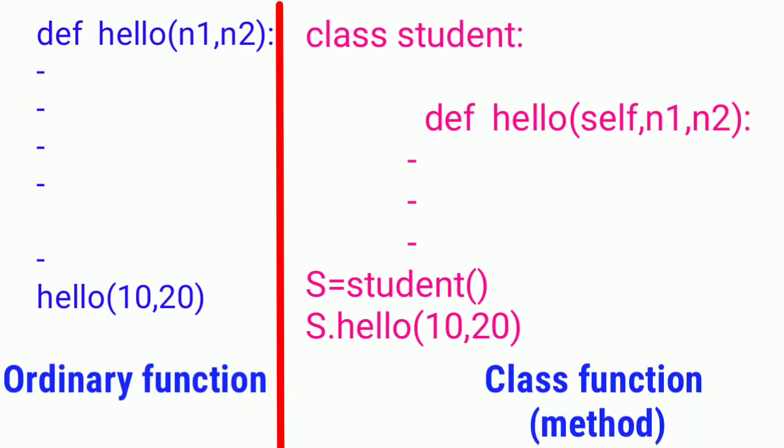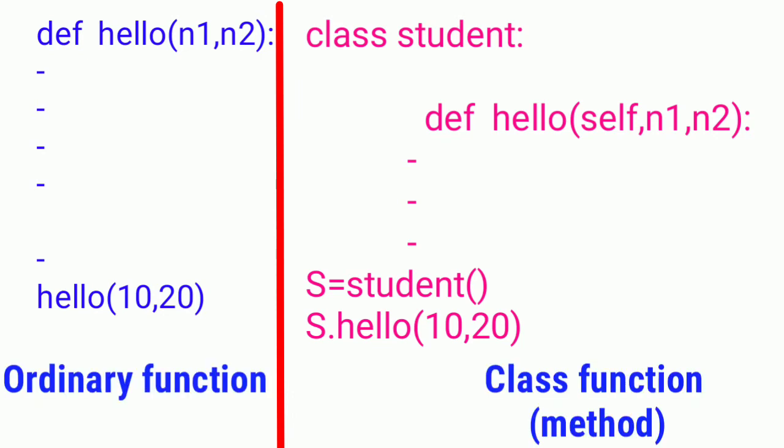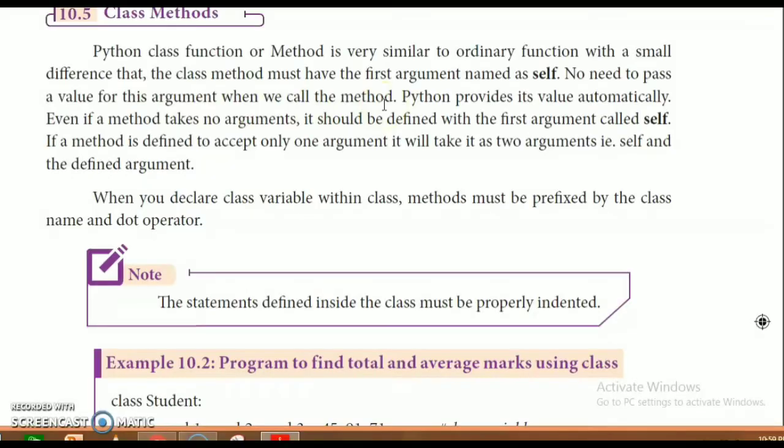You already know it. Now see the class functions. Class functions are also called class methods. The class method has three arguments, namely self, n1 and n2. The first argument is self. No need to pass a value for this argument when we call the method. Here I will call the method as object name, dot operator, function name hello, with 10 and 20 as the values. 10 is stored in the n1 argument, and 20 is stored in the n2 argument. Python provides the self argument value automatically. Even if a method takes no arguments, it should be defined with the first argument called self.